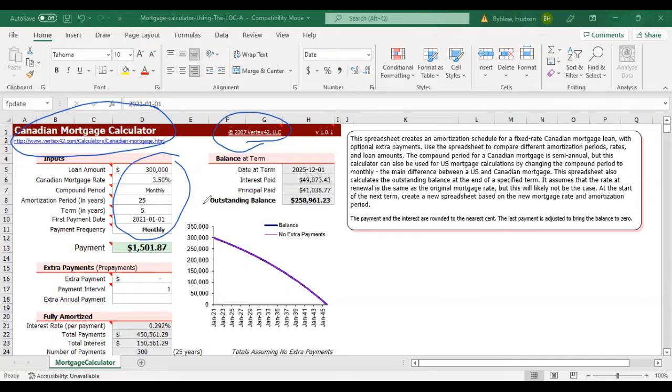So here's some things right off the top. This is just a sample mortgage. Let's say it's a $300,000 mortgage. There's your interest rate. Let's say it's monthly, with a 25-year amortization and a 5-year term, going from 2021 to the end of 2025. So there's your 5 years. And of course, something to consider is that after the 5-year term, you would have paid almost $50,000 in interest and $41,000 of principal.